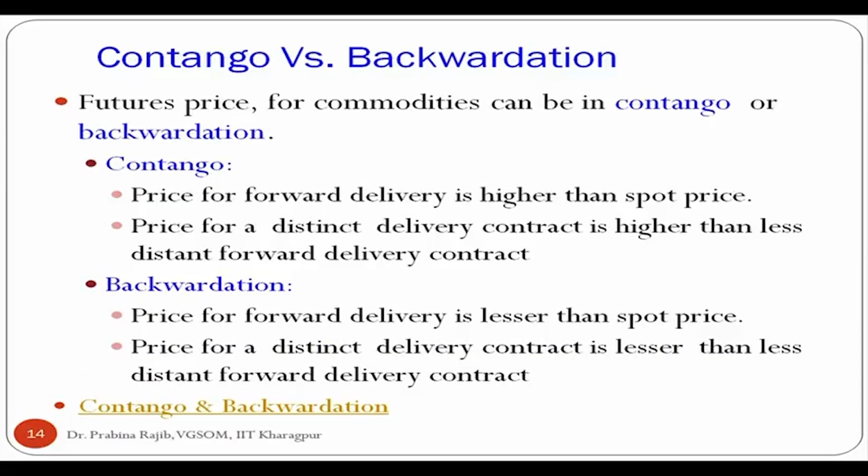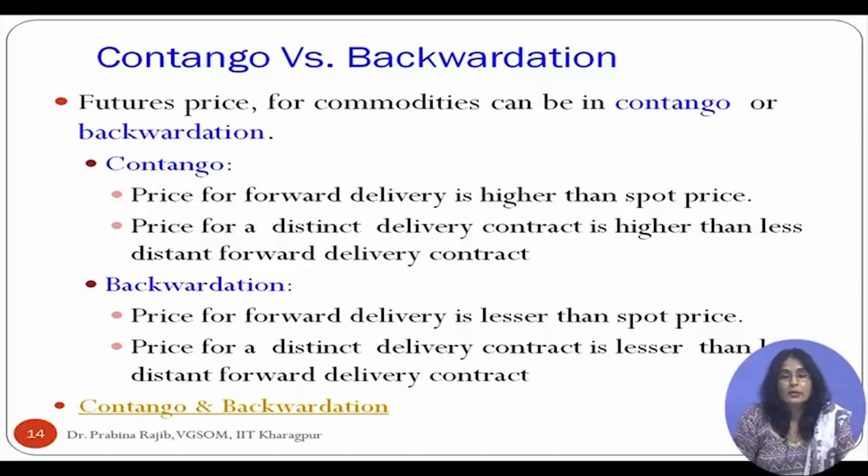Now, let's discuss a little bit on what is a contango and backwardation. Contango is a market where the forward price or future price is more than the spot price, or the price of a distant delivery contract is higher than the less distant delivery contract. That is, M1 is greater than spot and M2 is greater than M1. That is a market which is known as a contango market.